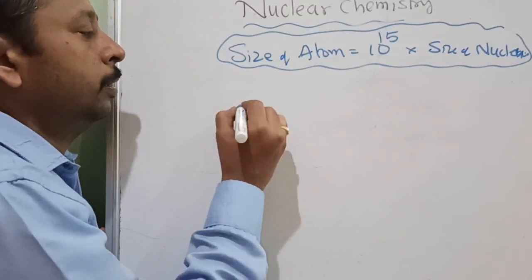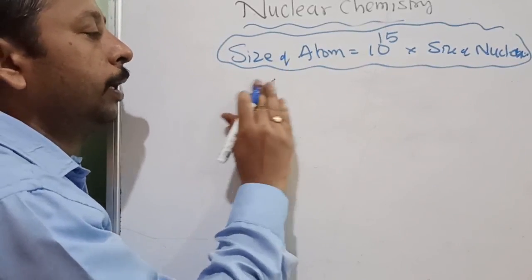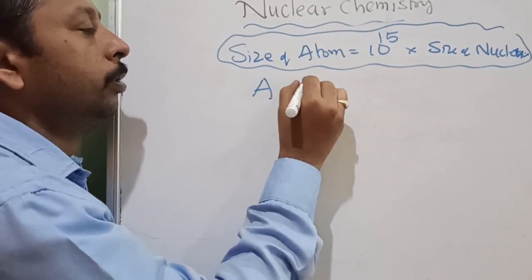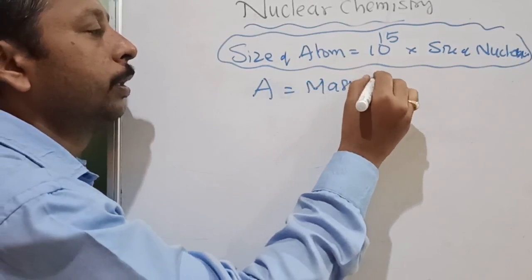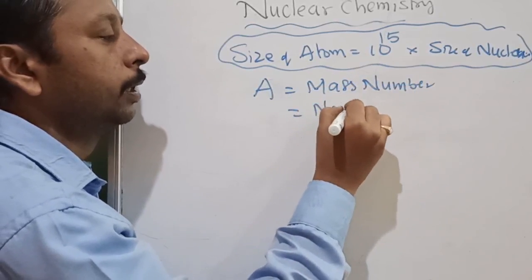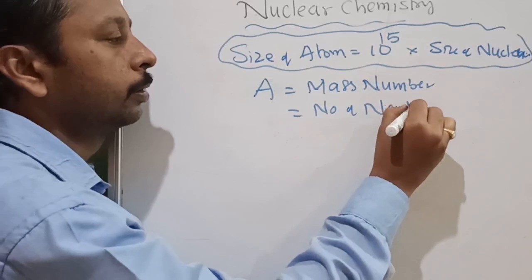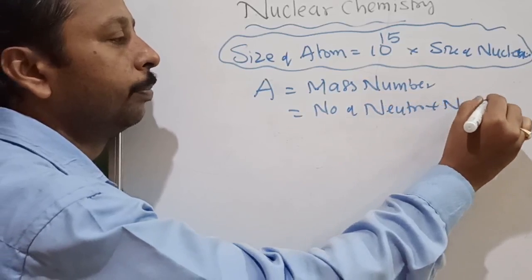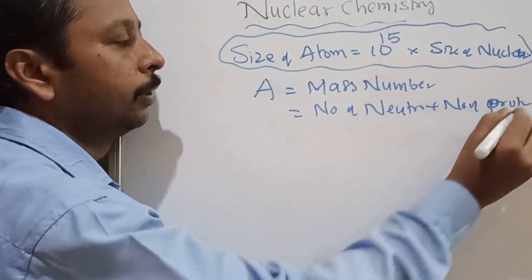Okay, simple. Mass number A is equal to what? Mass number. Okay, so what is mass number? We will take it as the number of neutrons plus the number of protons. We will take this like this or not.